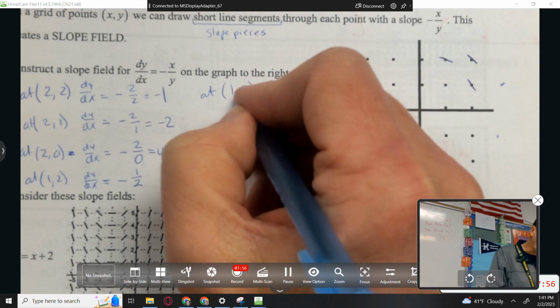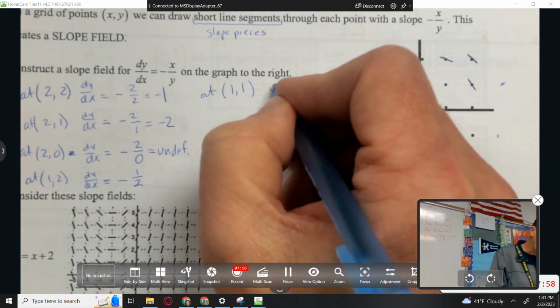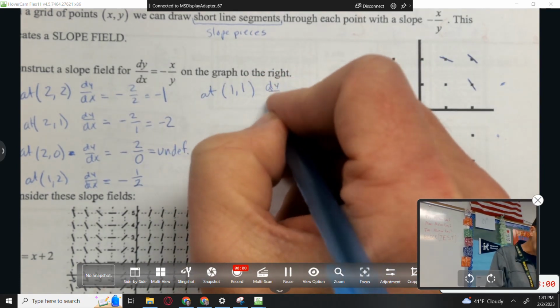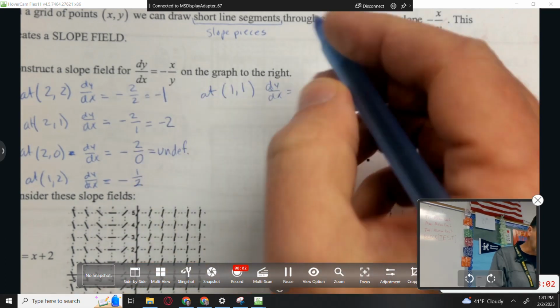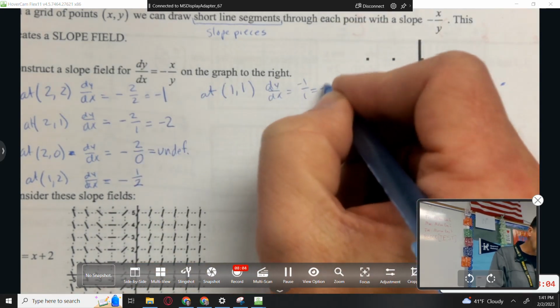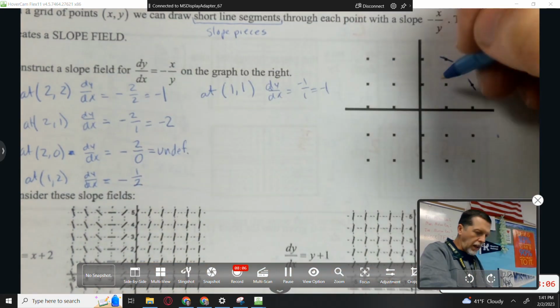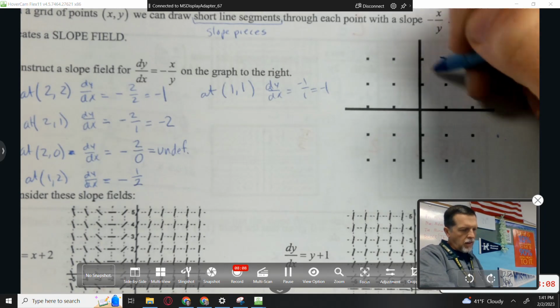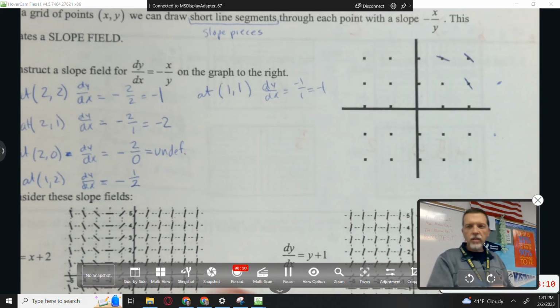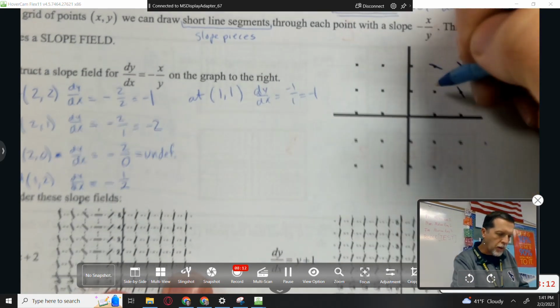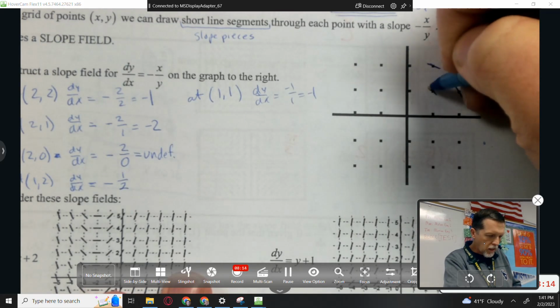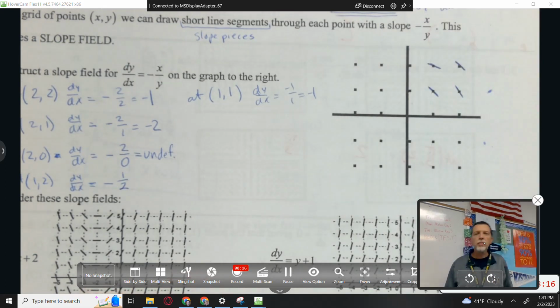Okay, at 1, 1, dy dx is negative 1 over 1. So that's another negative 1 spot. Negative 1s are usually easy because to aim at the down 1 over 1 spot is pretty close. So there's my negative 1 slope.